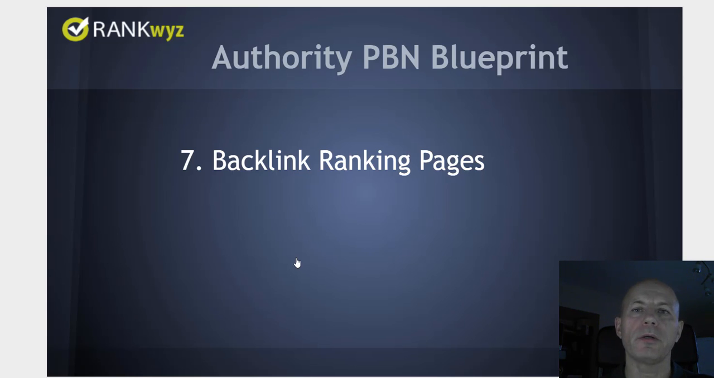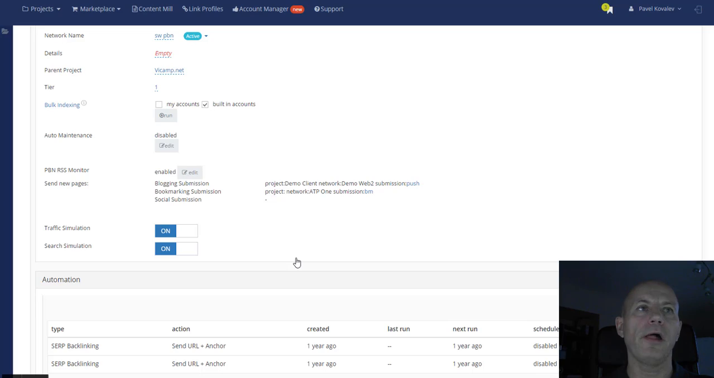Backlink ranking pages. It's the next variation of how you continuously backlink your PBN. If you have rank tracker enabled and you're building backlinks to your PBN, you know that for each site in the PBN you have several pages ranking. As soon as they start ranking, you can enable automation for SERP backlinking, and the system will trace and discover ranking pages and automatically send backlinks to them using the same ranking keywords or variations of this keyword using the link profile.